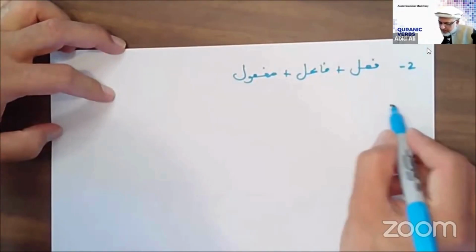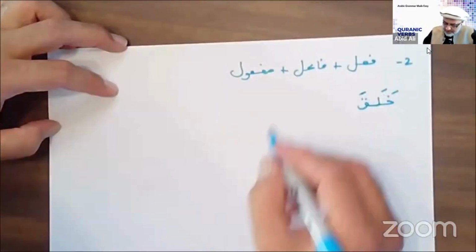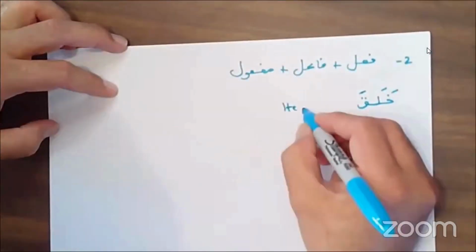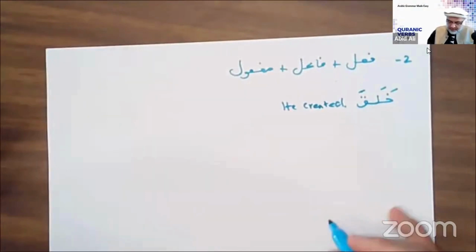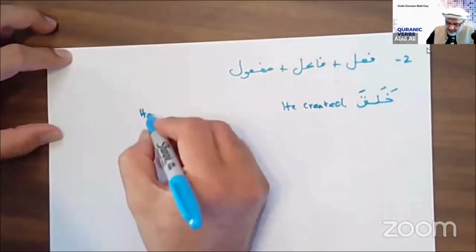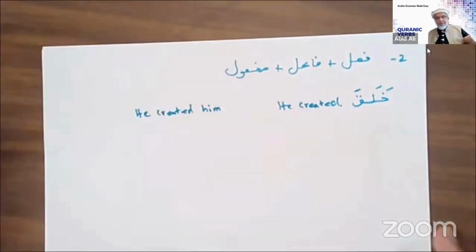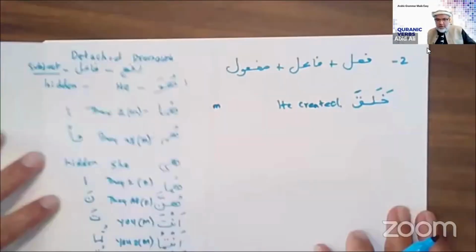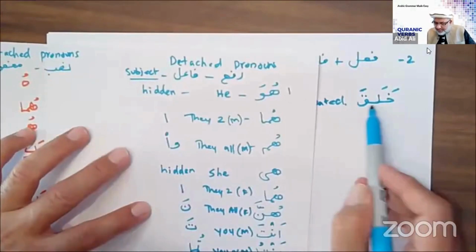Okay, let's take the same example again here. Khalaqa. What did I say here? He created. But I want to say he created him. So in this case, if I look at my chart or my cheat sheet, khalaqa has the huwa.